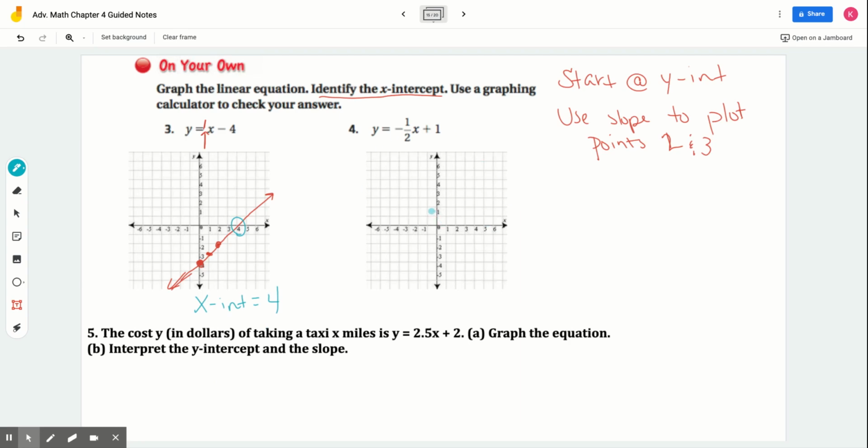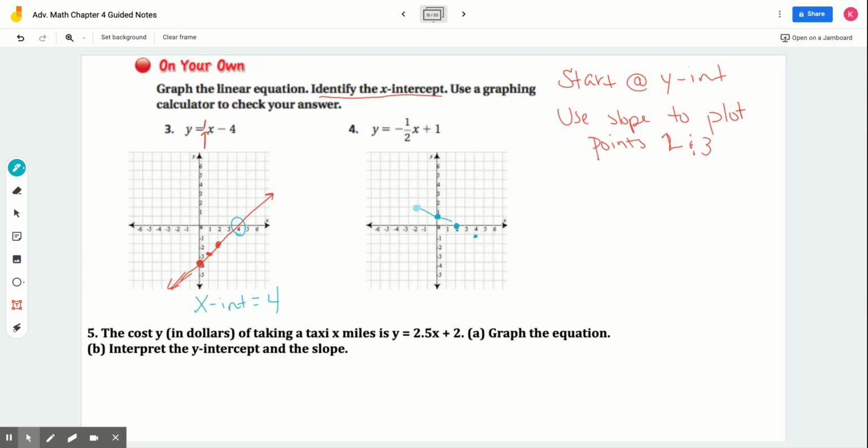Now, go ahead and try number 4 on your own. Again, with number 4, we're going to start at the y-intercept, so positive 1. And we're going to use our slope. Our slope is -1/2. So this tells us we go down 1 since it's negative and across 2. Down 1 and across 2. You could have also started here, and if you didn't have enough room on your graph, you could go in the opposite direction. So we could have gone up 1 and to the left to continue our point. See how that would still fall in a straight line.